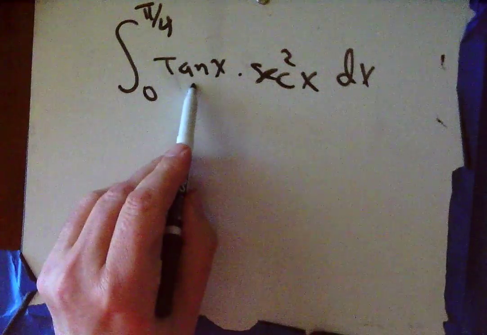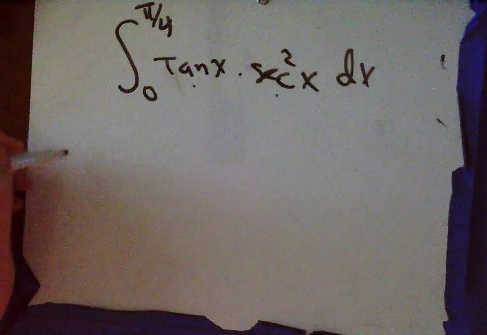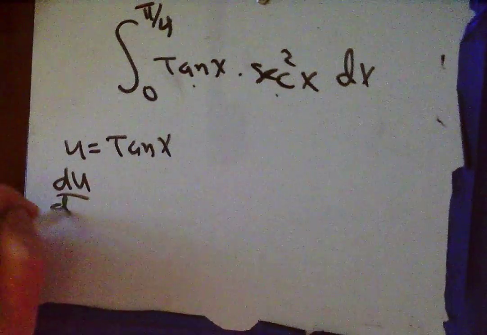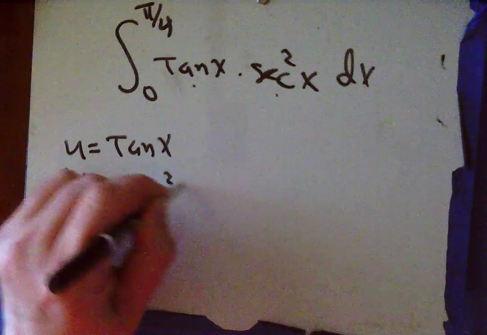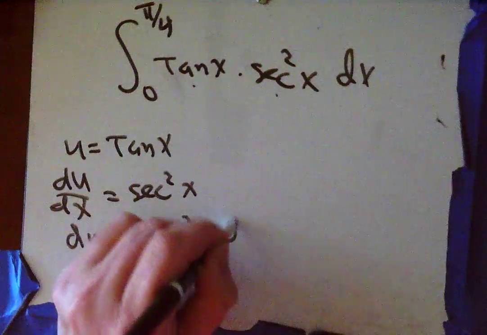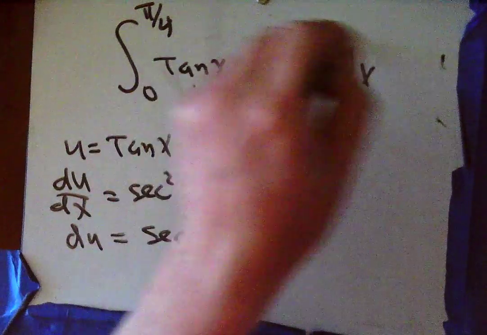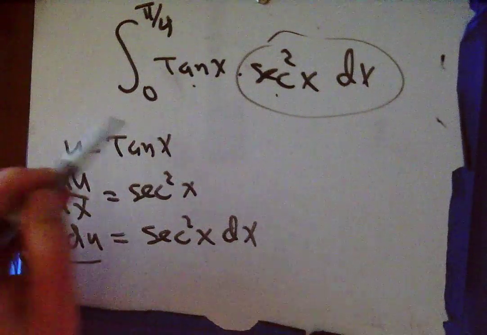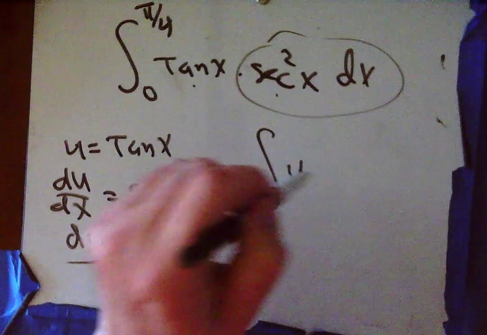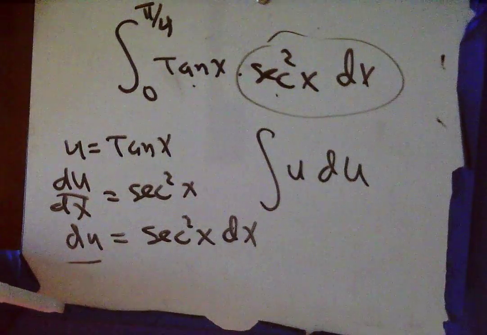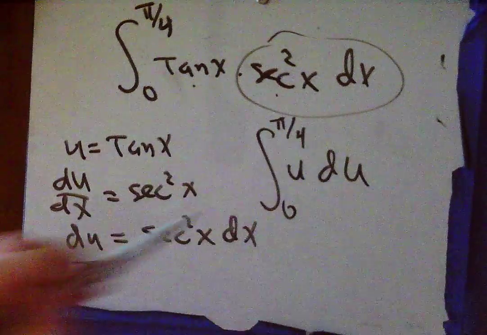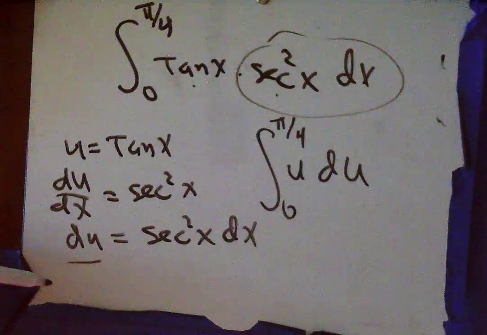Well, I see a function and its own derivative. So u is tan x, and du/dx is secant squared x, or du is secant squared x dx. Great. Secant squared x dx is du, and u is tan x. So this becomes the integral of u du. What a gentle integral.